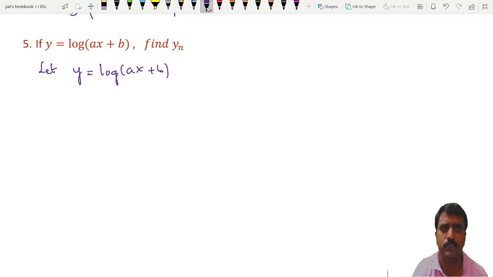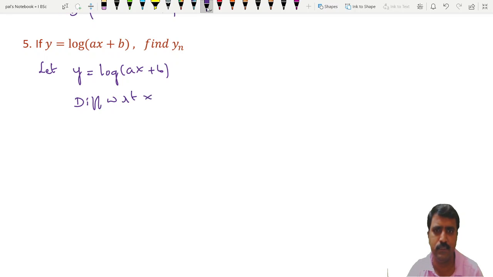All of you know that the differentiation of log x is 1 by x. Like that, if we differentiate this y with respect to x, the differentiation of y is y1, which is equal to 1 by ax plus b. Differentiation of log x is 1 by x, like that differentiation of log ax plus b is 1 by ax plus b. Again we have to differentiate this ax plus b. Its differentiation is simply a.